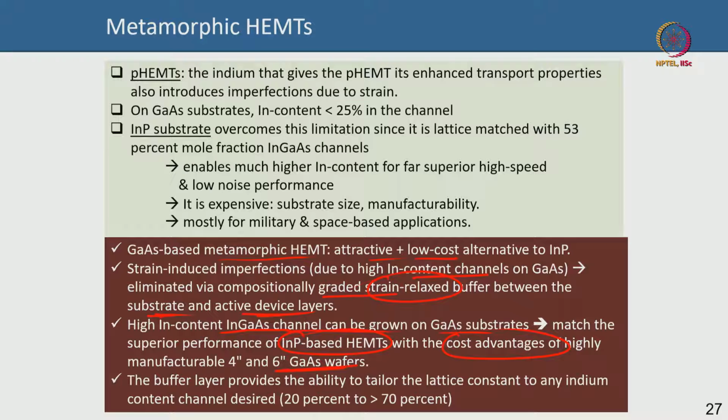And that metamorphic buffer that you grow, you can also design it such that you can have indium content in the InGaAs channel up to 70%, not just 40-50%. That is very good, because you can have InGaAs with 70% indium, 30% gallium, which is astoundingly high mobility and velocity on this metamorphic buffer graded layer on top of gallium arsenide. Now, this metamorphic graded layer could be some alloy of indium or gallium arsenide phosphide, etc.